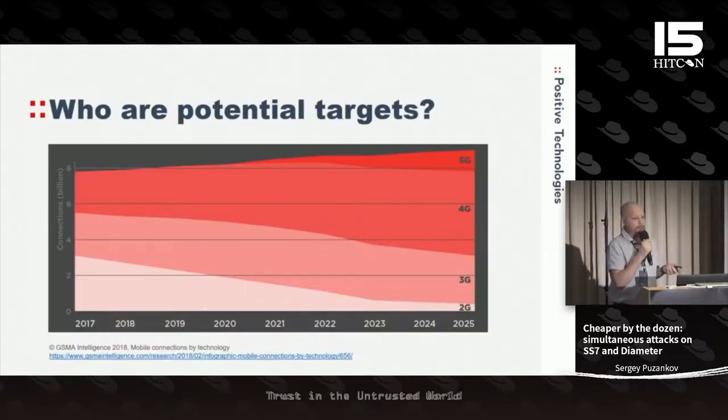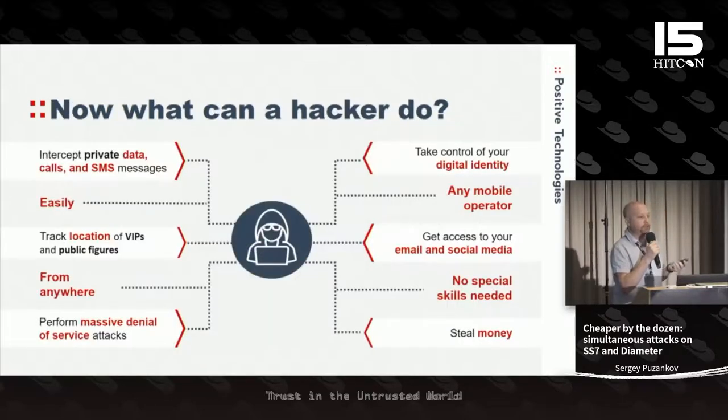If we look at the official GSMA statistics, we can see that about 5 billion subscribers use 3G and 2G generation mobile networks, and others use already 4G. But if an intruder appears in signaling networks, this intruder is able to perform a lot of attacks on any subscriber, on any mobile operator around the world.